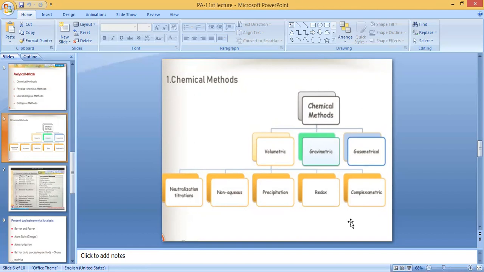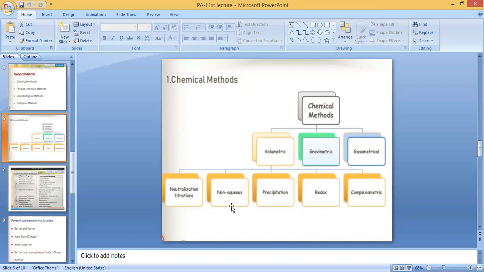The analyte is nothing but the substance whose concentration is to be found out. So if the nature of analyte is acidic or basic and the analyte is soluble in water, then we are going to perform acid-base type of volumetric titration. That is the first class of volumetric analysis.